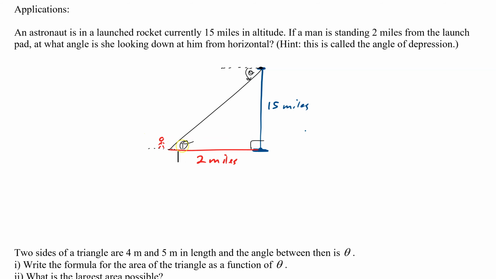So now that's our trig ratio. For this theta, what do we have? We have opposite over adjacent. So that is tangent. Tangent theta is equal to 15 over 2. Then solving for theta, we would get inverse tangent of 15 over 2.